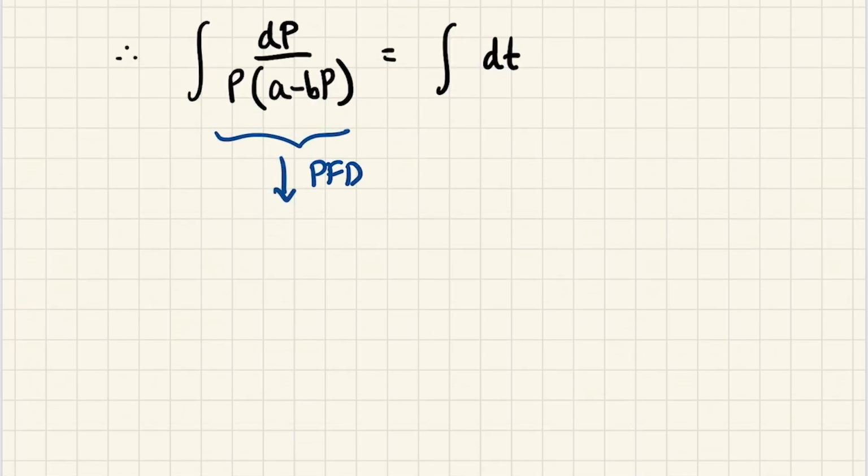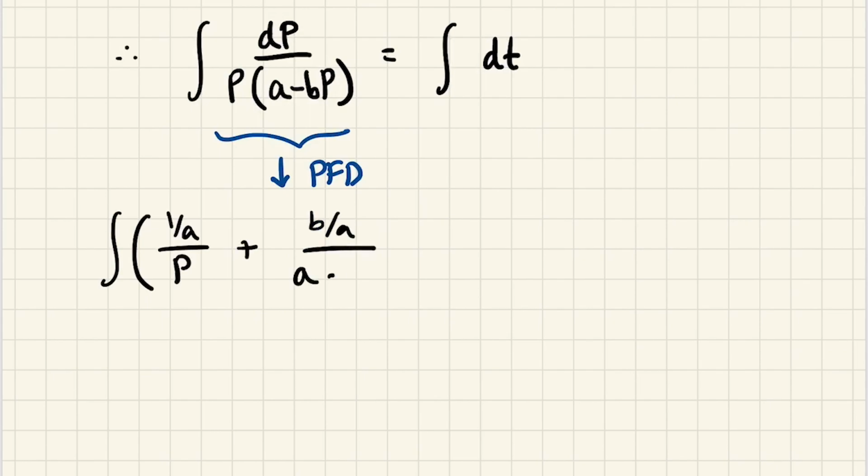The correct approach is to use partial fraction decomposition. Now I'm going to omit all the side work for working out the partial fraction decomposition form and just jump straight to what the integral turns into. So we get 1 over a, and that's all divided by p, plus b over a, and that's all divided by a minus b times p. And the right-hand side, of course, is the integral of dt, which would be t plus some constant.